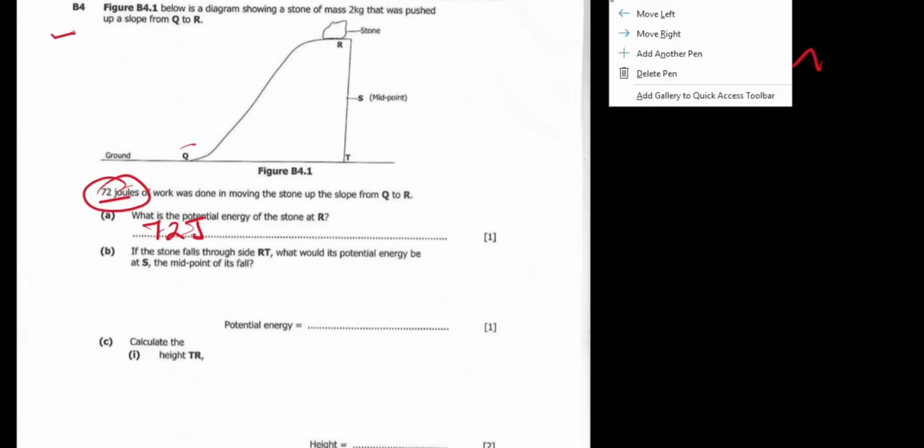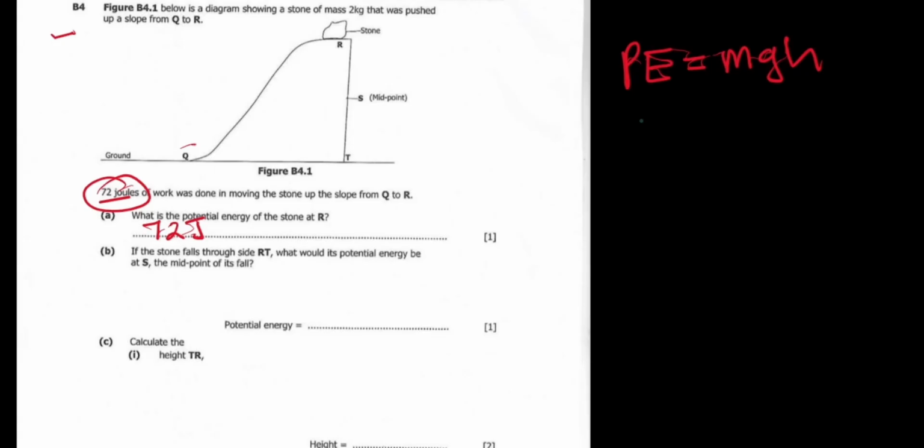Now, when you look at this particular formula, remember that potential energy is the energy possessed by an object at its resting position. So the potential energy and the height are directly proportional. In other words, if you increase the height, you increase the potential energy. Conversely, when you decrease the height, you decrease the potential energy, because height is directly proportional to potential energy. And here we are dealing with the height.